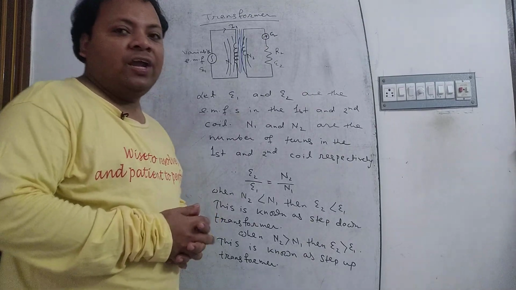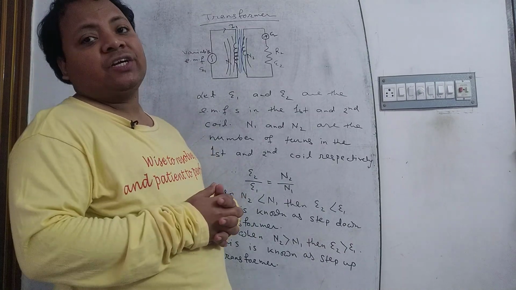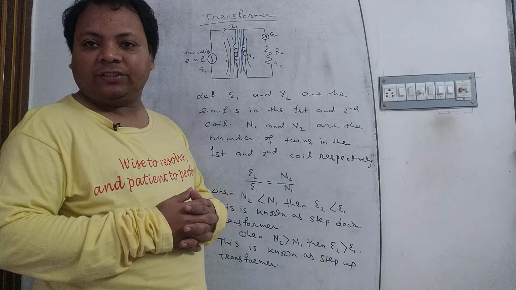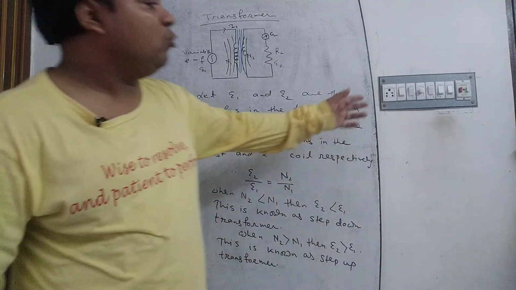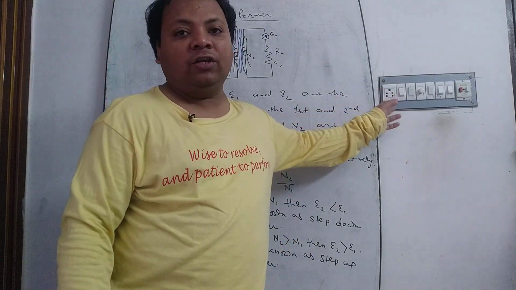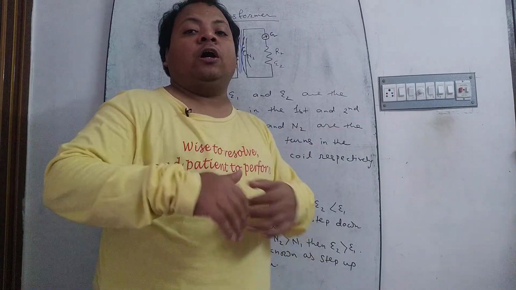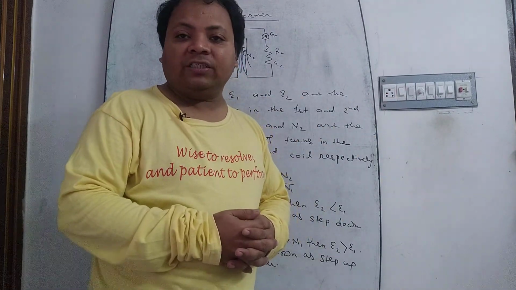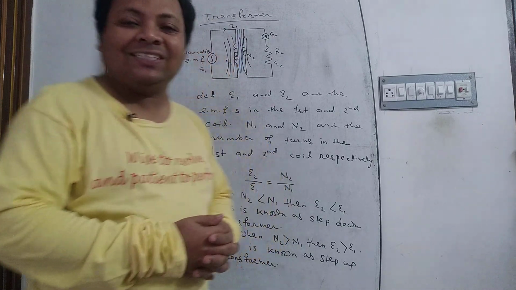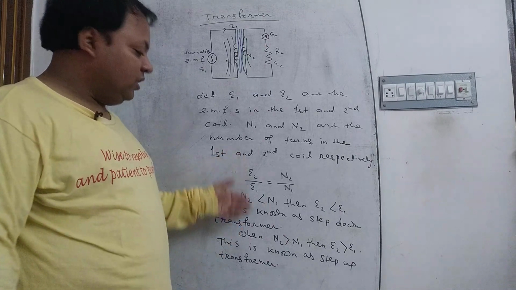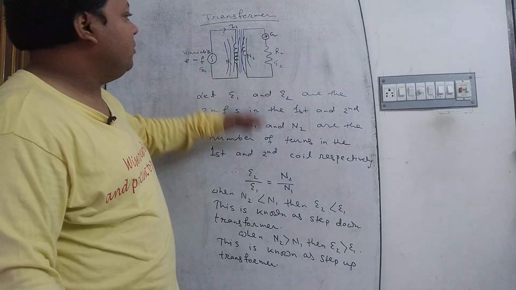In an air conditioner we need a huge voltage, almost 1000 volt, but we get 220 volt in the input circuit. That's why we need to increase the voltage, and we use a step up transformer inside the air conditioner. This is the working principle of a transformer.